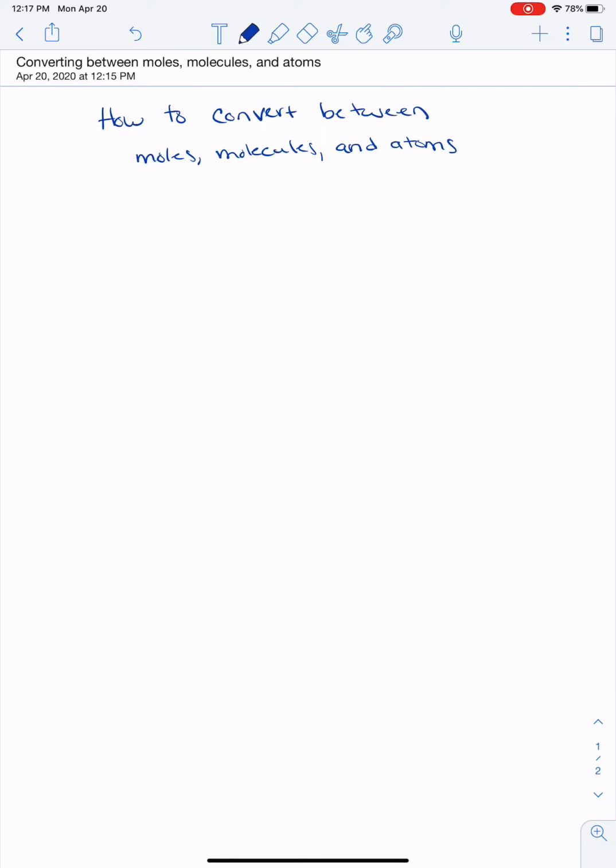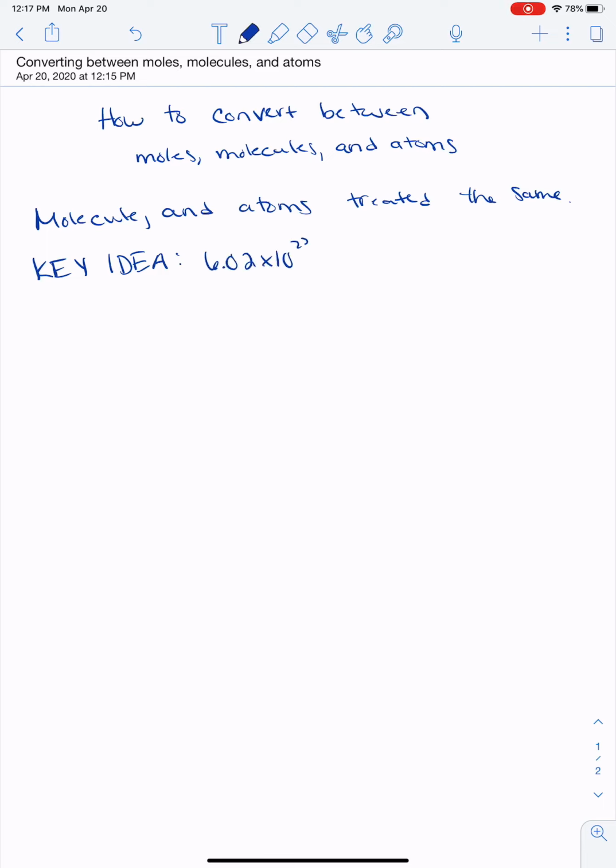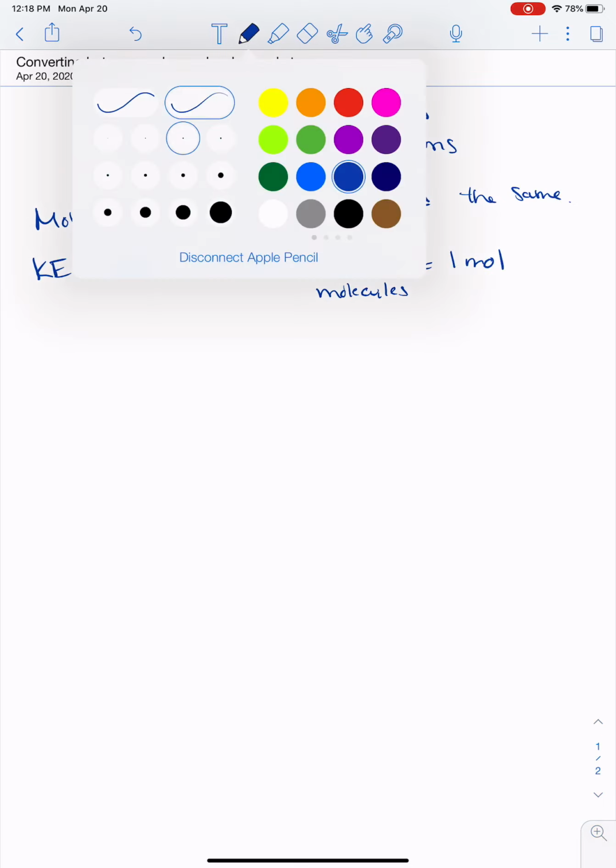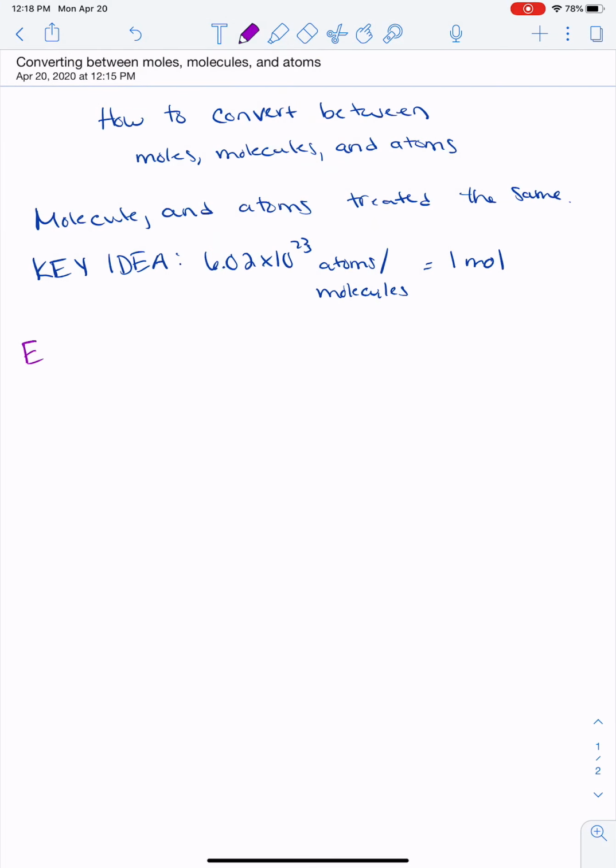So the first thing to think about is that molecules and atoms are treated the same. And I'm going to go through what that means in a second. Okay, and the key idea here that drives these calculations is that 6.02 times 10 to the 23rd atoms or molecules equals 1 mole. So let's do some examples to look at what this means.